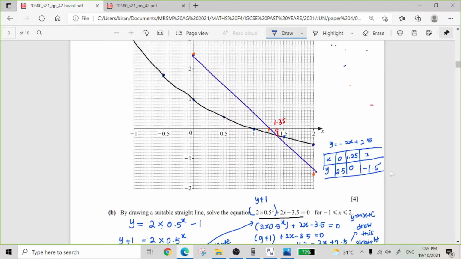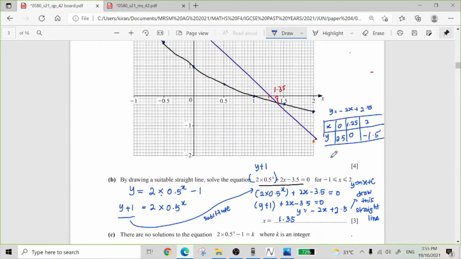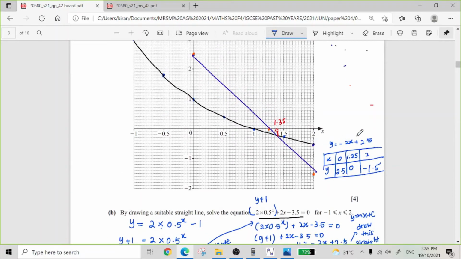Okay, bila draw mesti ada points. Kalau sketching tak kisah, tak ada points, asalkan dapat bentuk tu dah betul lah. Okay, bila drawing you have to know the points. So ambil lah beberapa points when x equal to 0 and also when y equal to 0, and then we substitute, we get 2.5 and 1.25, and then substitute x equal to 2, and then we get negative 1.5.